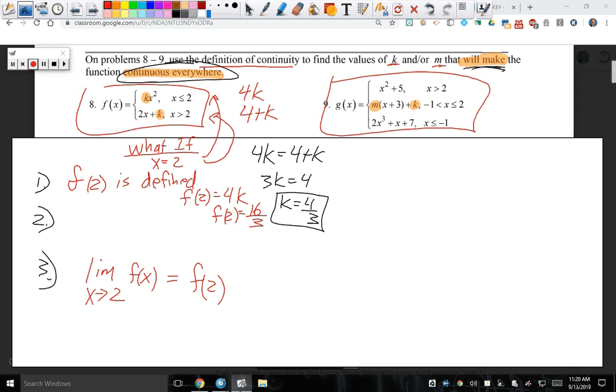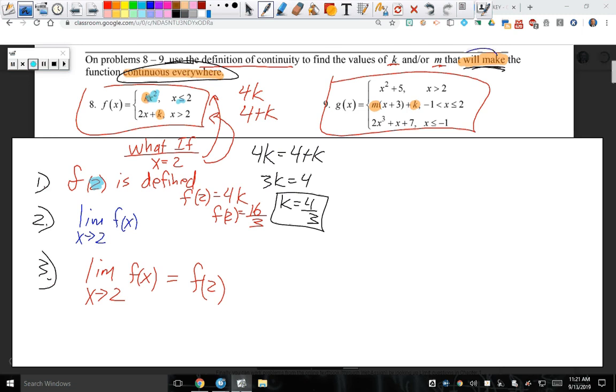Are we good? Why is it 4k, not 4 plus k? This is a really good question. F of 2 is where it's equal to. So if I plugged in 2 right here, I would get 4k. If I only see 16/3, you didn't use the definition properly. I want you to use it with variables whenever they're needed and know when to plug in to get your answer. Now, the limit of f of x as x is approaching 2 must exist.